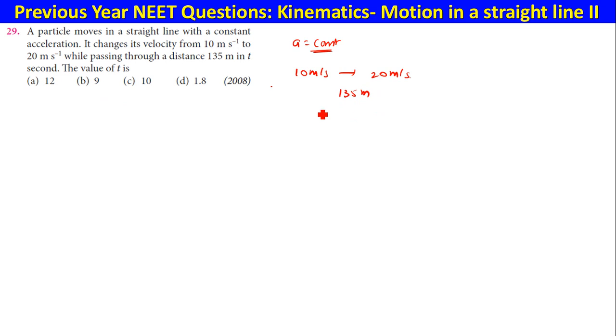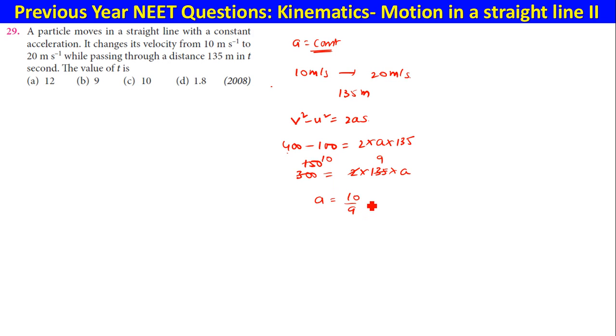Let us use v square minus u square is equal to 2as. From this I can get acceleration. Final velocity is 20 whole square, 400. Initial velocity 10 whole square, 100. 2 into the acceleration, which you need to find. s here is 135. So 400 minus 100 is 300, equal to 2 into 135 into a. So 2 ones are 2, 150s are. Now 15th table: 15 nines are, 15 tens are. Acceleration is equal to 10 by 9 meter per second square.